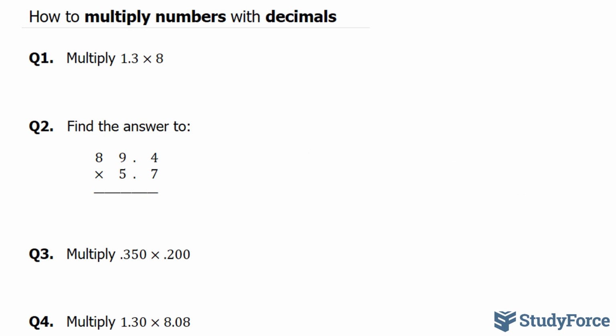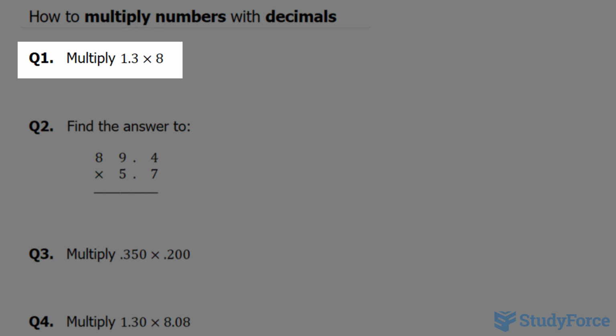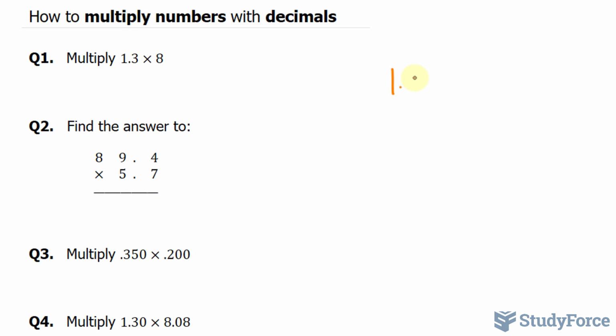In this lesson, I'll show you 4 examples on how to multiply numbers with decimals. Let's start with question number 1. We're asked to multiply 1.3 with 8. So I'll write down 1.3 and 8 at the bottom.